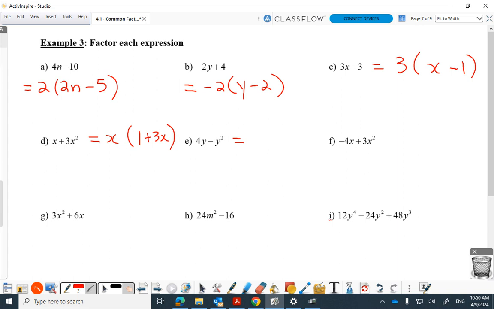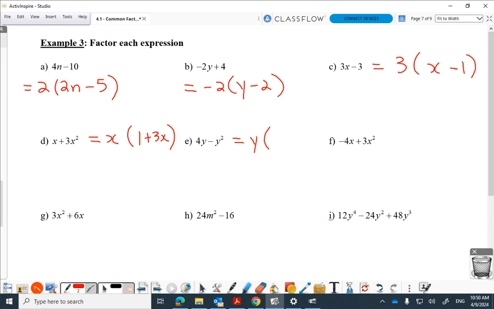Is there a coefficient I can bring out? 4 and 1? No coefficient. What about y's? Yeah, I can bring out a y. Only 1, because that's the most that I see there in the first term. So then what was in the brackets? 4 minus y.